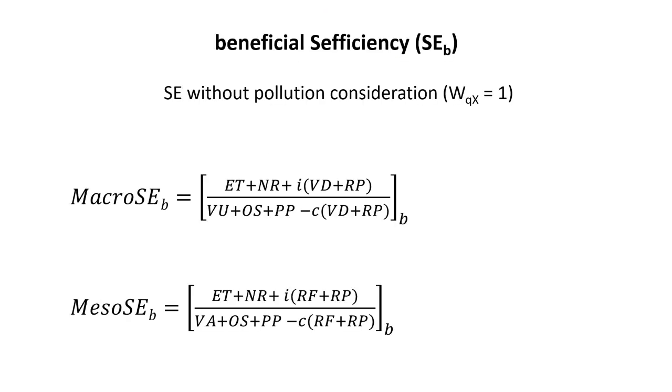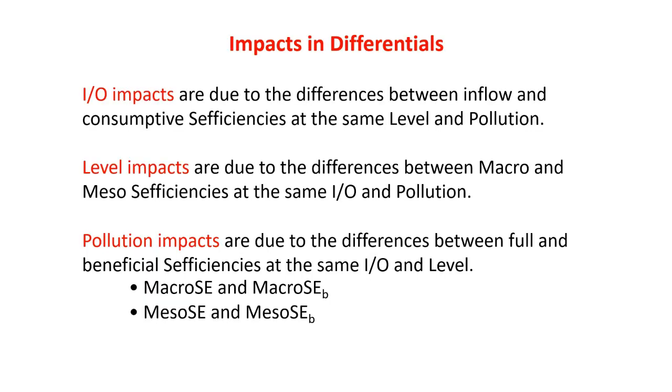One of the important issues in water management is pollution. If we take out the influence of water quality from sufficiency, we get what is called beneficial sufficiency, which can be compared to full sufficiency to understand the impact of pollution. In reality, sufficiency can be utilized to understand the trade-offs between the pillars or find impacts of not only pollution, but also between inflow and consumptive flow, and between the two levels of macro and meso. Such comparisons are powerful tools for advancing water management in a locality.